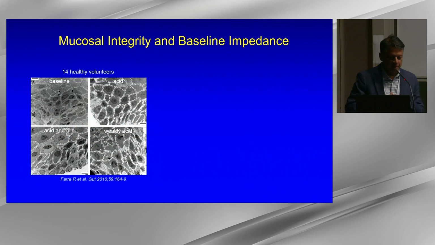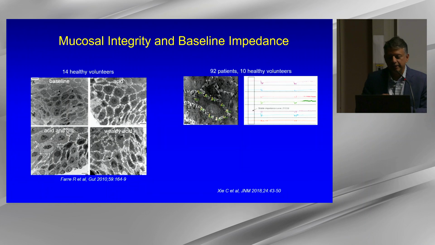Daniel was actually part of some of these original studies where he demonstrated using electron microscopy that you can actually see this separation in the form of dilated intercellular spaces. And you can see here at baseline, no separation. With acid and bile, and weakly acid, you see that the spaces are separated. And indeed, these can be measured, right?